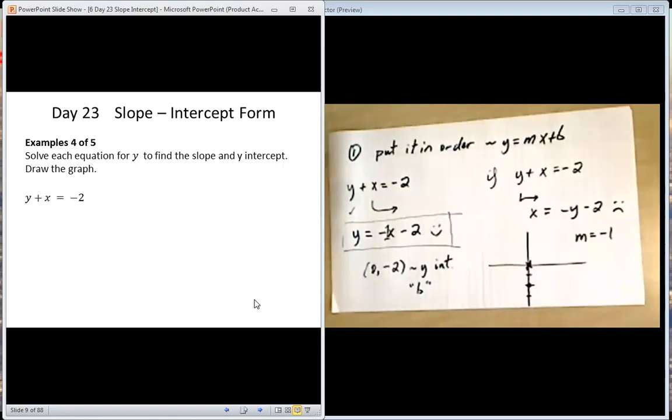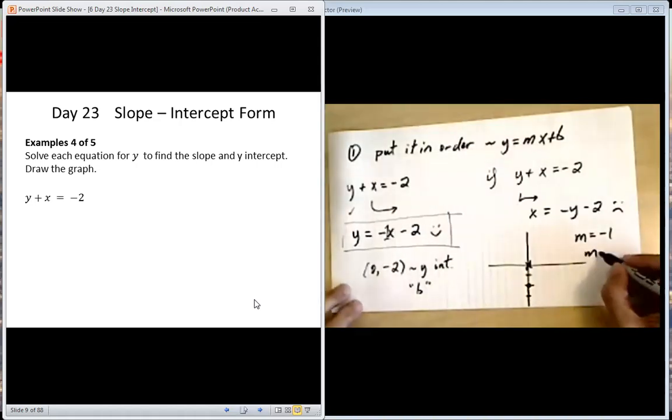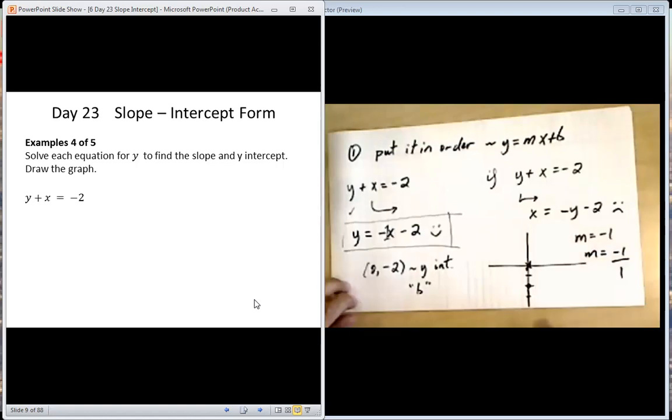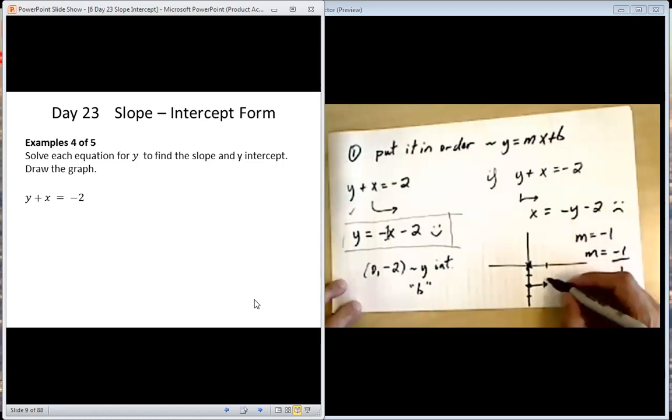Okay, got it together. So if the slope's like this, remember, we can think of it as -1 over 1 like that. So we go 1 to the right. And then we go down by 1. And we end up there.